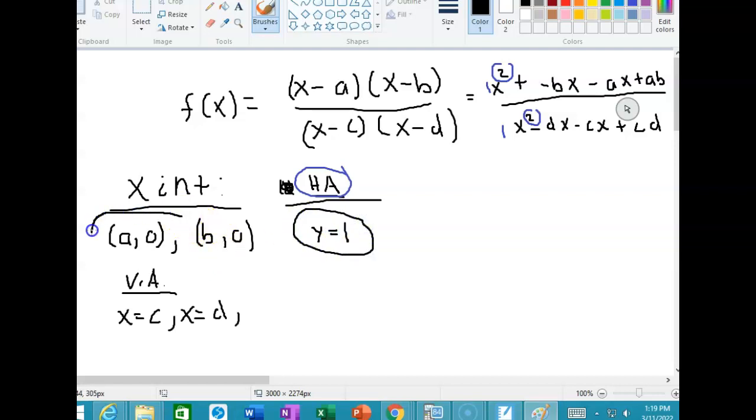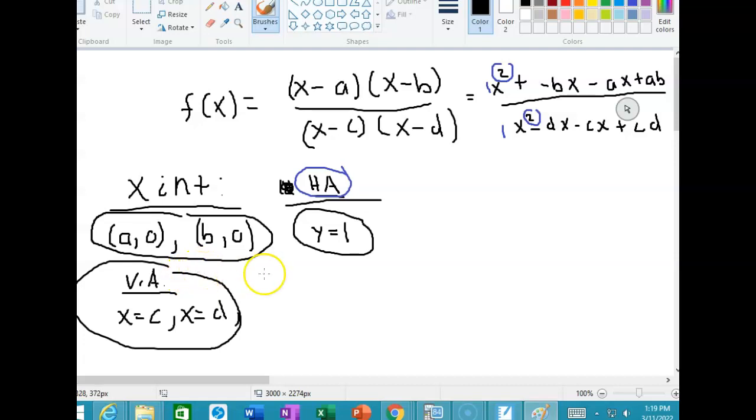All right, so from that information, I got 2 x-intercepts, vertical asymptote, horizontal asymptote. What else am I missing? The y-intercept. And remember, for the y-intercept you always plug in x equals 0. So the y-intercept is going to be 0, comma, AB divided by CD.